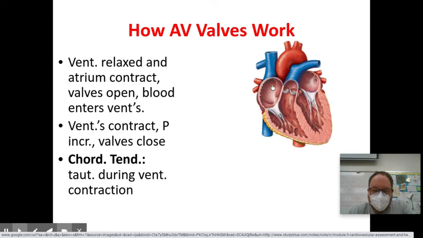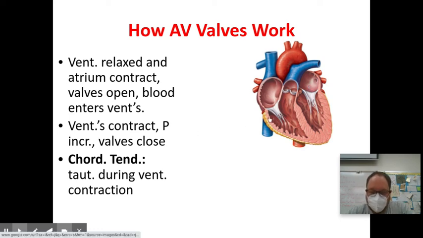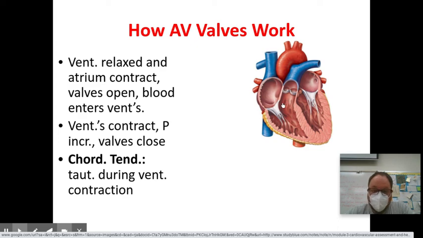When the atria contract and push blood down to the ventricles, then the ventricles are going to contract. And again, when the ventricles contract, the pressure builds, these valves snap shut, and that prevents blood from going back up into the atria. And again, when the AV valves snap shut, the chordae tendineae are taut, and that prevents the valves from flipping back up.